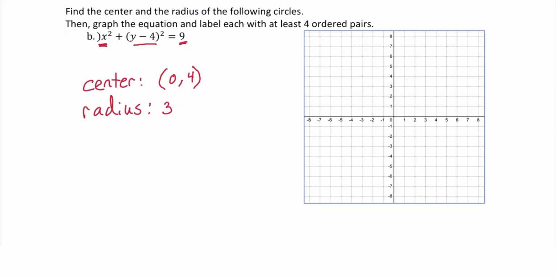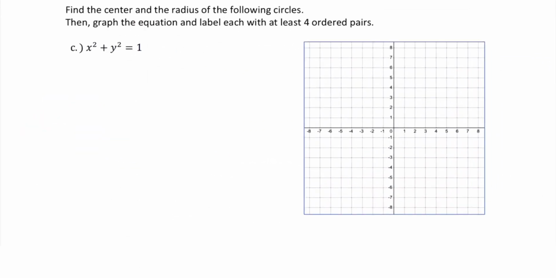Graphing this, we'll plot 0, 4, and then go up, down, left, right 3 units. Connect the dots with the circle. So we have 0, 7, 3, 4, 0, 1, -3, 4, and then the center 0, 4.